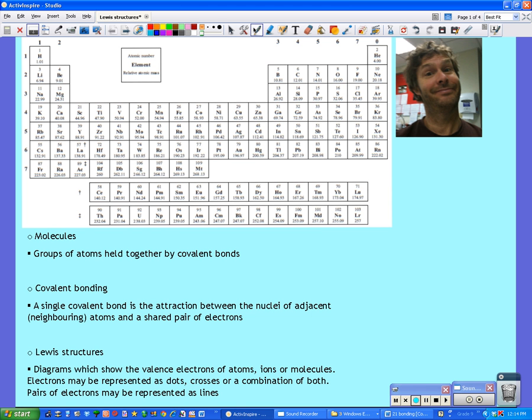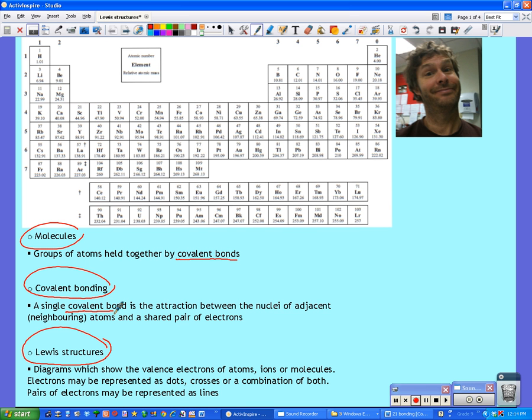Okay, welcome back. Now, I'd like you to please make a note of the definitions I've got at the bottom of the page here for molecules, for covalent bonding and for Lewis structures. Molecules are groups of atoms held together by covalent bonds. And what do we mean by a covalent bond?